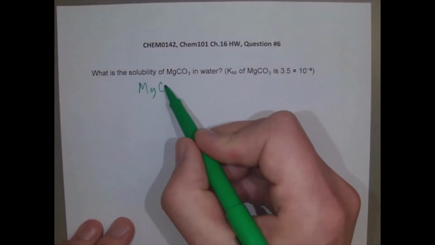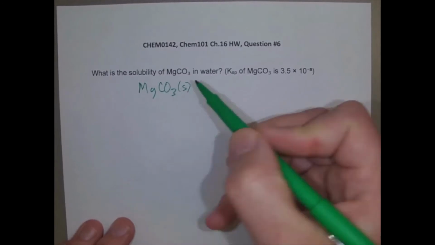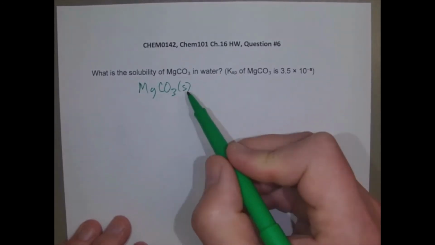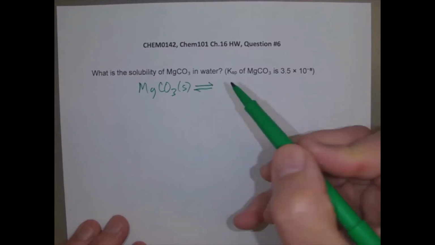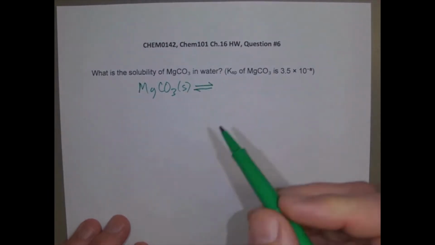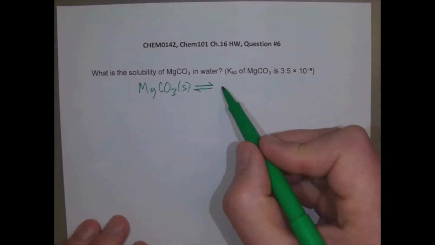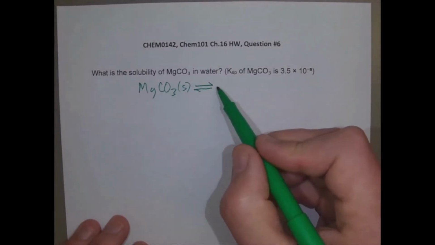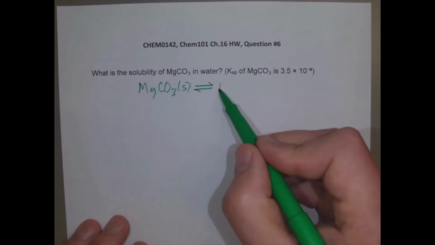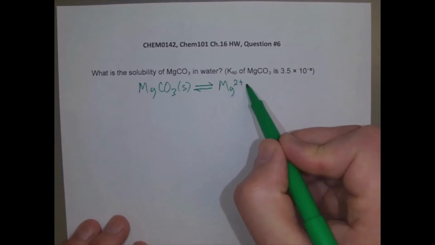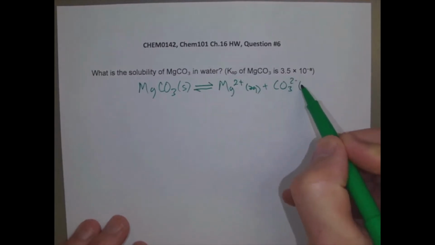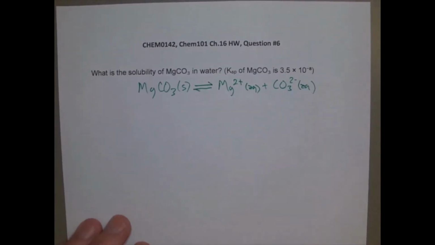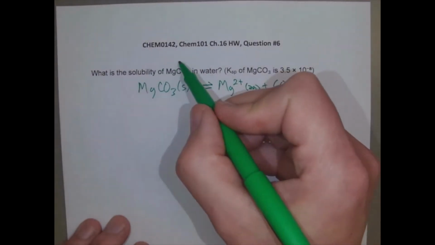Magnesium carbonate is a solid, and we would label it as insoluble. When we put it in water, it will reach saturation fairly quickly, and when it does, we are at a point of equilibrium where the solid magnesium carbonate is in equilibrium with the component ions: magnesium ions in solution plus carbonate ions in solution. Because this is a reversible reaction, we are at a state of equilibrium, at saturation.